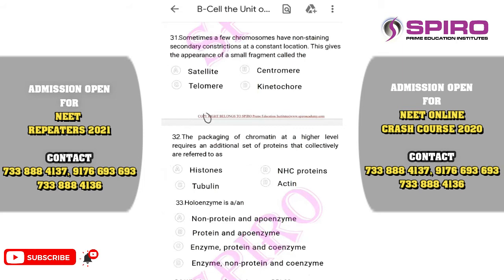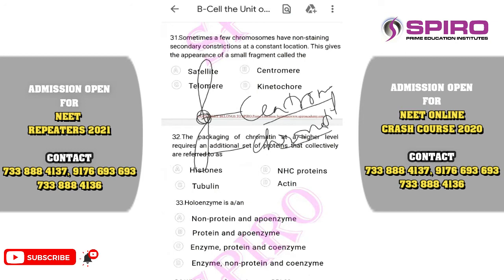So dear student, here they are, the meaning about the satellite. Actually, this is the centromere part, right? This is the centromere and this is the chromatid. Here you should understand one thing: the centromere is also called the primary constriction in some chromosomes.